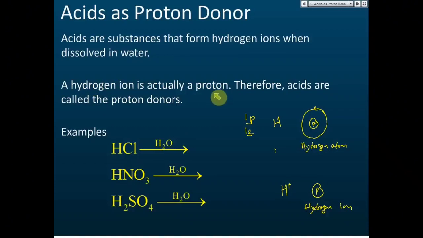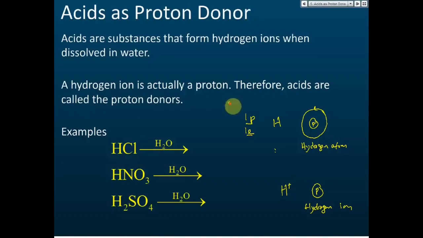And then an acid is a substance or chemical that gives protons to other substances in chemical reactions. It gives protons, it gives hydrogen ions to other substances. And a hydrogen ion is a proton. Therefore acids are called proton donors. It's a chemical that donates protons.